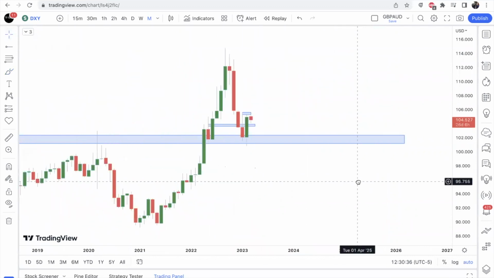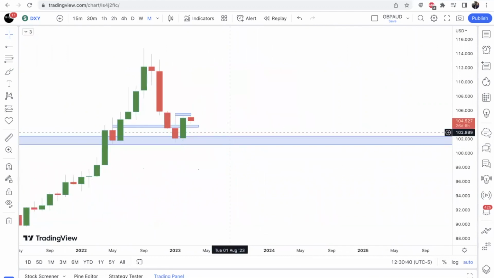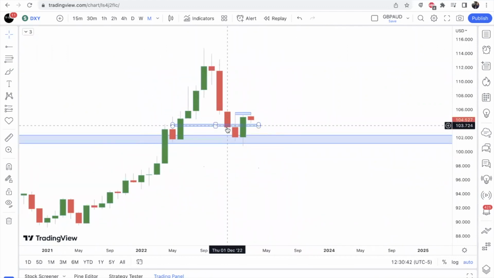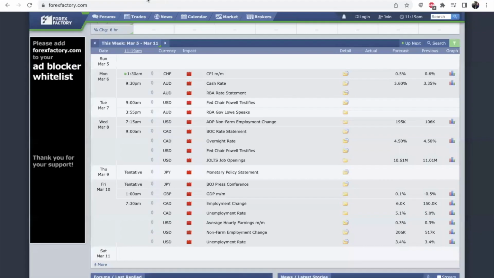So I want to show what we can expect this week first, because this is a monthly chart. Price could pull back some first before continuing up based off of this monthly time frame. Because we've got to keep in mind what we have this week. This is a news heavy week. We got the rate statement and cash rate for the Australian dollar on Monday to start the week. We got Powell speaking Tuesday. That can impact the dollar.